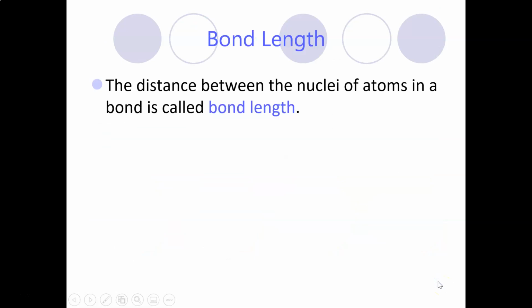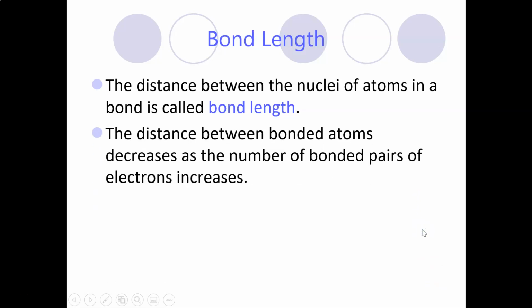Bond length is one last thing that we want to talk about. Bond length is the distance between the nuclei. The distance between bonded atoms is going to decrease as you increase the number of bonded pairs of electrons. The other thing about bond length you need to remember is that a single bond is the longest and a triple bond is the shortest. That's going to come into play a lot as we get into three-dimensional shapes of molecules.